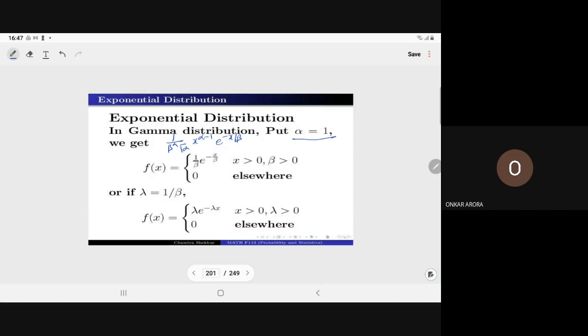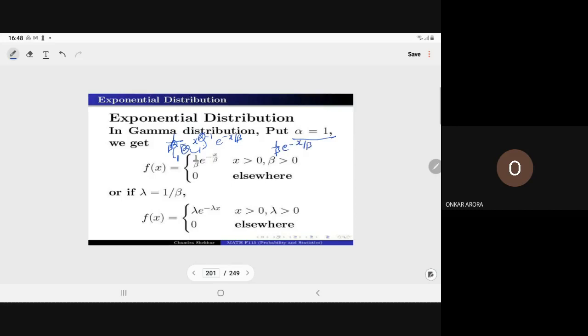That is the PDF for the gamma distribution. But I am telling you, just put alpha is equal to 1. So x to power 0 is 1, and gamma of 1 is 1. Here you put alpha is equal to 1. So what will remain? It will be 1 upon beta e to power minus x upon beta.